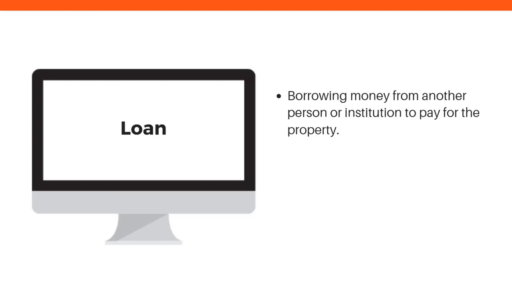A loan. This is simply borrowing money from another person or an institution to pay for the property. So when you get a housing loan, you're just borrowing money to be able to afford the purchase price of the property.